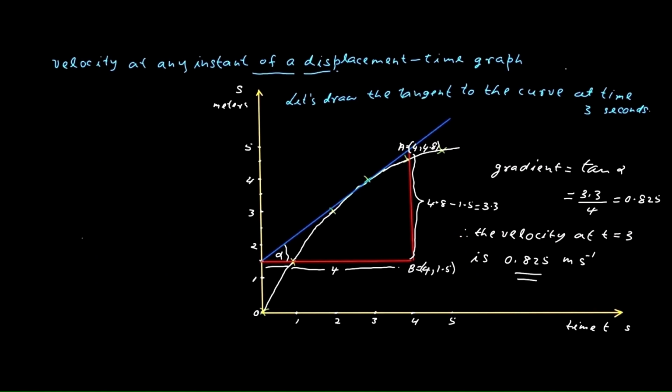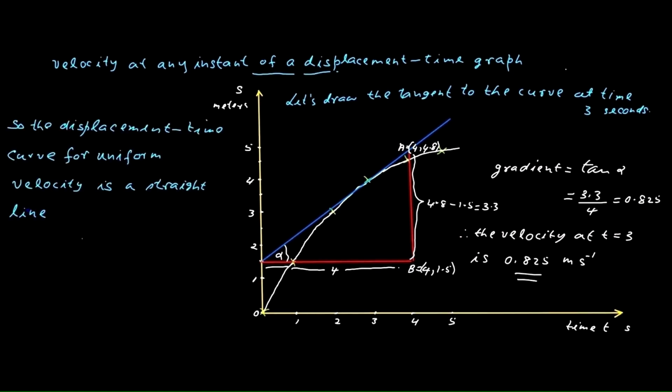We see that if we draw the tangents at other points, the gradients have different values. For these gradients to be equal, the curve should be a straight line. So the displacement time graph for a particle with uniform velocity is a straight line. Next we are going to work an example on uniform velocity.